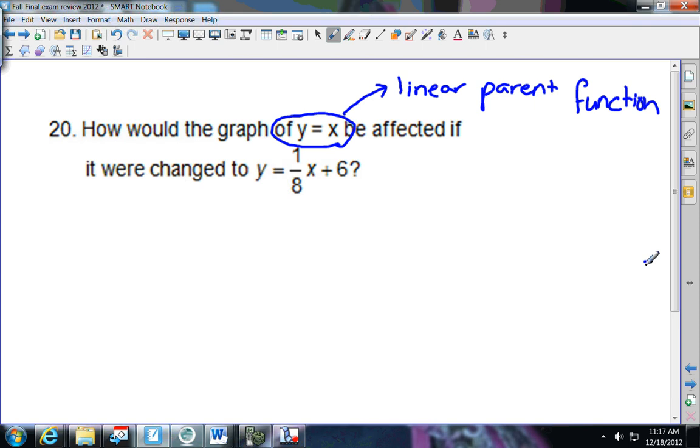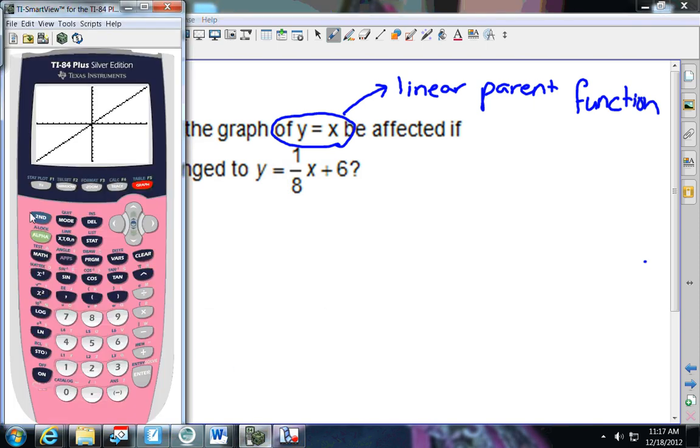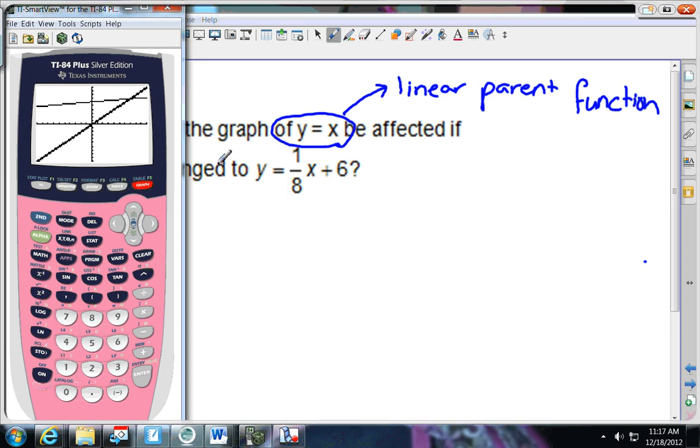Now, would it be changed if we had, let me go in here and put in there 1/8 x plus 6. Now, I'm going to go up here and darken. If you go to the left a couple times, see how it's blinking over there by the Y? If I press enter one time, it'll darken the line so it'll be easier to see. So I press graph. There's my linear parent function. There's the next one. Now, how does it change it? First off, how does the 6 change it? That plus 6 does what? It shifts it up 6 units. What does the 1/8 do to it? Does it make it steeper or flatter? It makes it flatter.